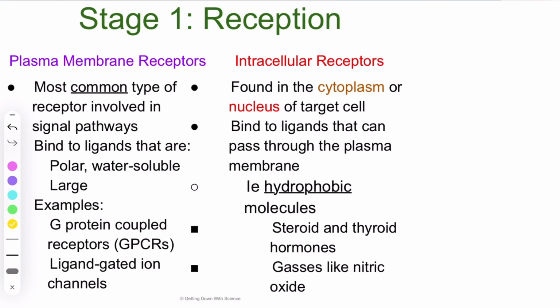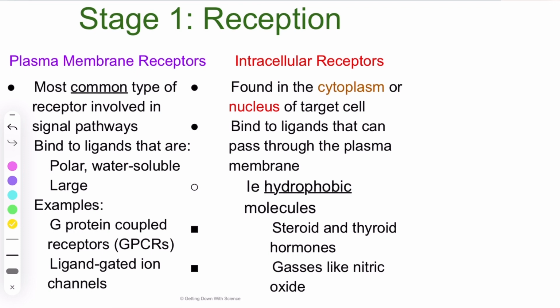Plasma membrane receptors are the most common type of receptors involved in our signaling pathways. These are the ones that bind to ligands that are polar, water soluble, or large. Think back to our cell transport. These types of molecules do not easily pass through the cell membrane. Therefore, my receptor has to be on the outside of the cell because these ligands cannot move into the cell to have reception on their own.